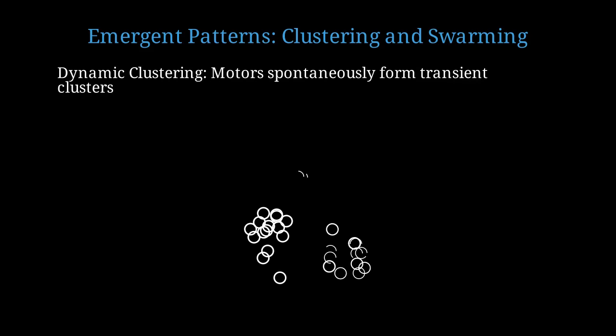One of the most striking observations is dynamic clustering. Even without attractive forces, active motors spontaneously aggregate into dense clusters that continuously form, break apart, and reform. Here we see three distinct clusters of motors. These clusters are not static. They're dynamic structures constantly exchanging particles with their surroundings. The clustering arises from the interplay of self-propulsion and interactions.